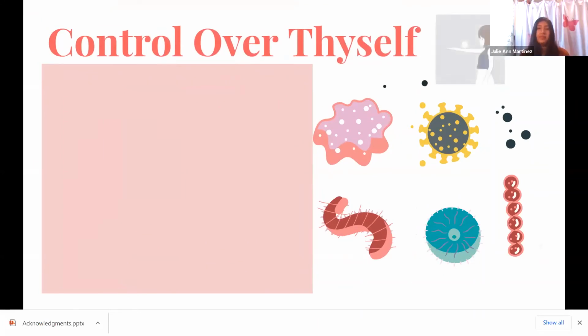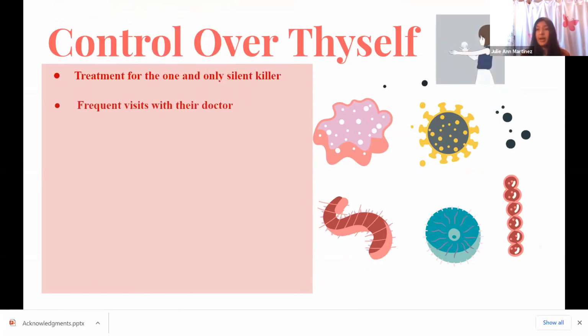Control over thyself. Here we have people who have been diagnosed with hypertension or are borderline about to get hypertension, and they have to go to a doctor to get diagnosed or to be prescribed medication. This would be treatment of what we know as hypertension, the one and only silent killer. They must have frequent visits with their doctor.